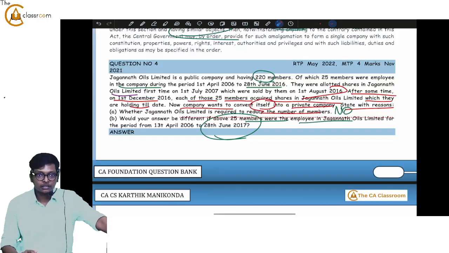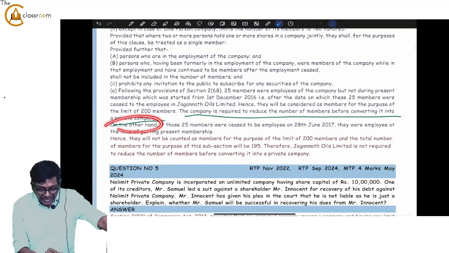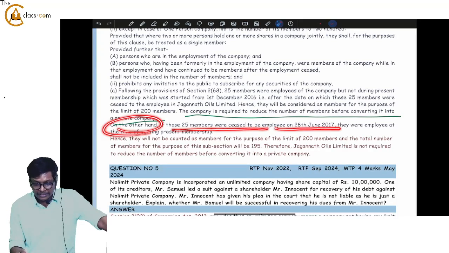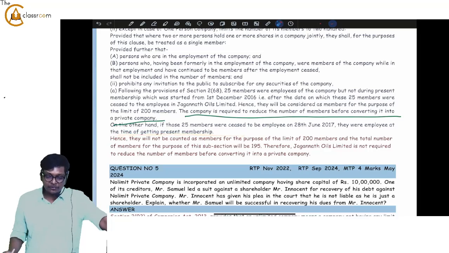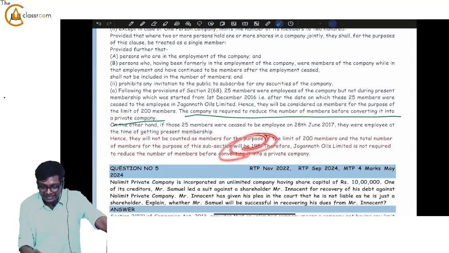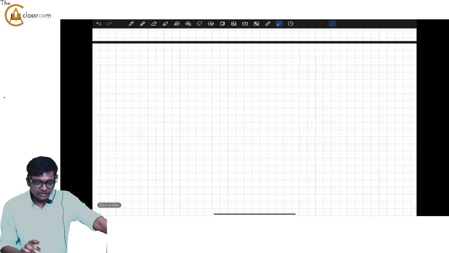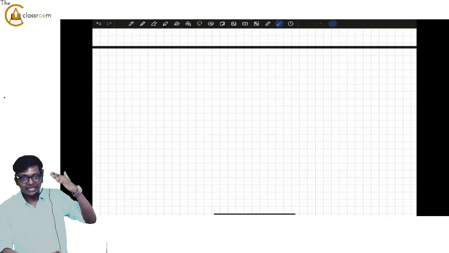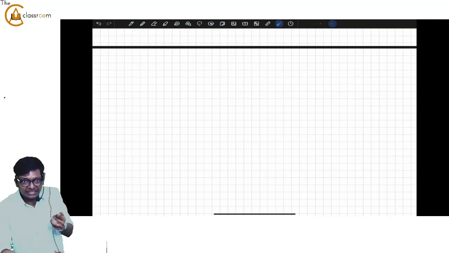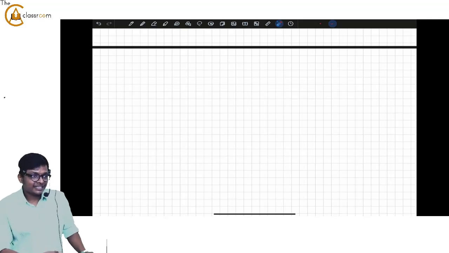Are you getting it, guys? So in the second case, on the other hand, those 25 members ceased to be employed on 28th June. They were employees at the time of getting the present membership. Therefore, in the second case, I can reduce to 195. Are you following, guys? Understanding how to write this in the exam? First, you will write the full provision of that 200 limit regarding employees. Then you should tell, in the first case, at the time they bought the shares they were not employees. Therefore, I will count. In the second case, you will tell that when they purchased the shares, they were employees. Therefore, I will not count. Are you understanding, guys? That's it.